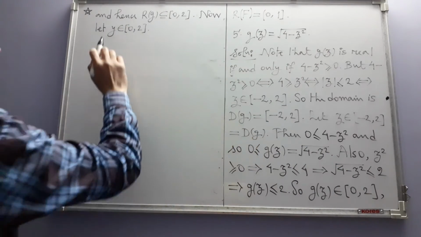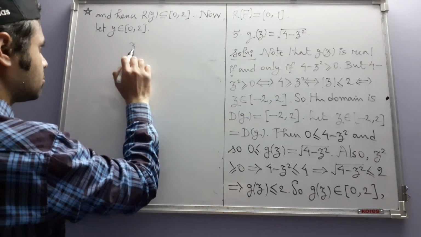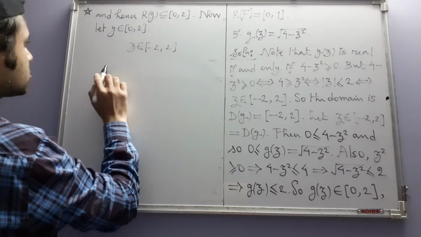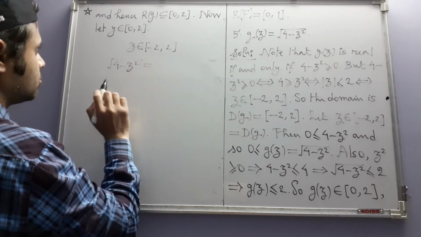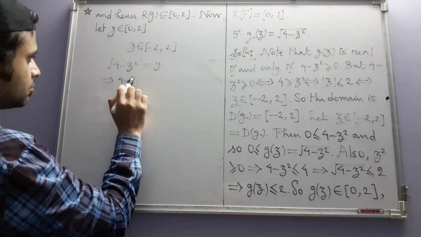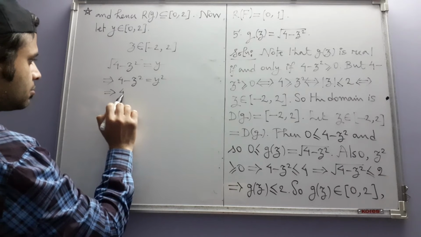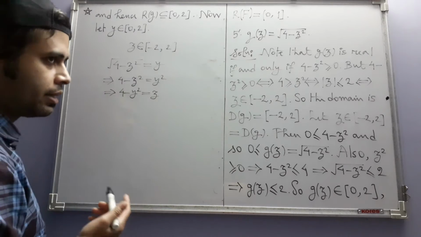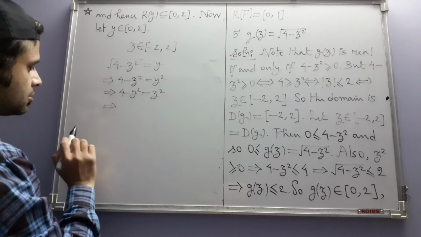Okay, so next let y belong to this. Now our job is to find a z belonging to the domain so that this is equal to y. So we solve for z. 4 minus z square is equal to y square. So with respect to this, z and y are symmetric actually. You can interchange their places.